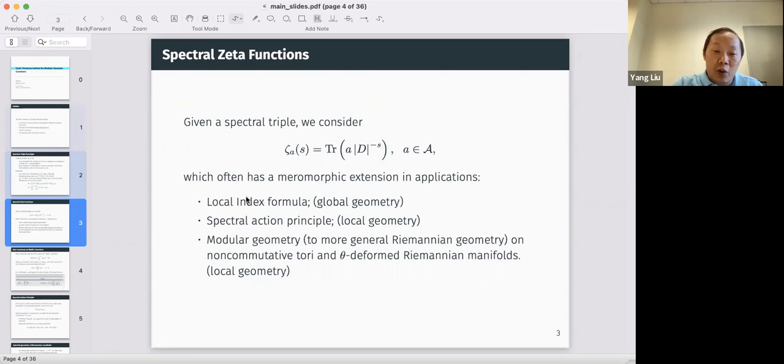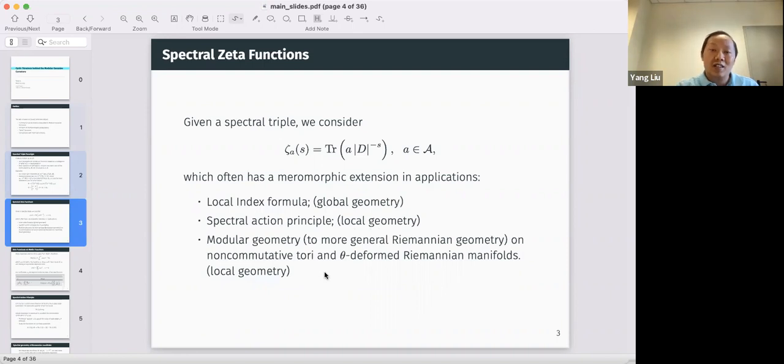So the local index formula and this modular geometry, they are both due to Connes and Moscovici. This local index formula is sort of a global aspect of this noncommutative geometry. It concerns a differential topological invariant, like the index. And then the second and the third concern the local geometry.